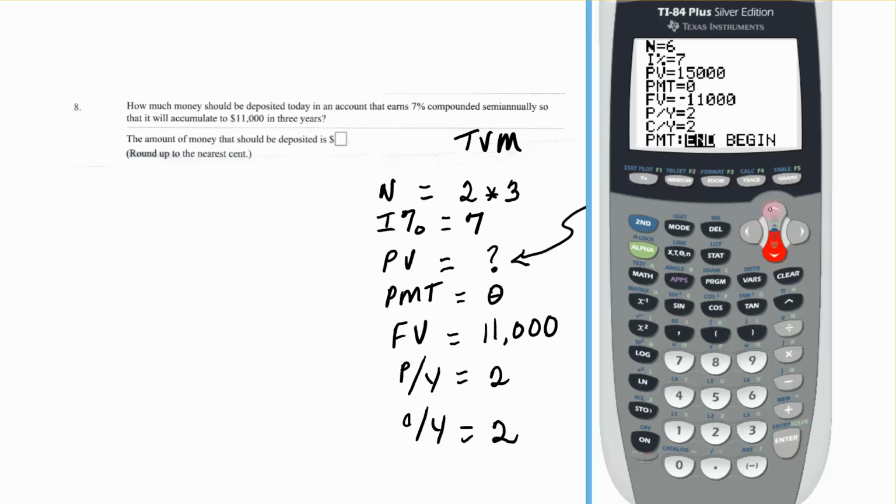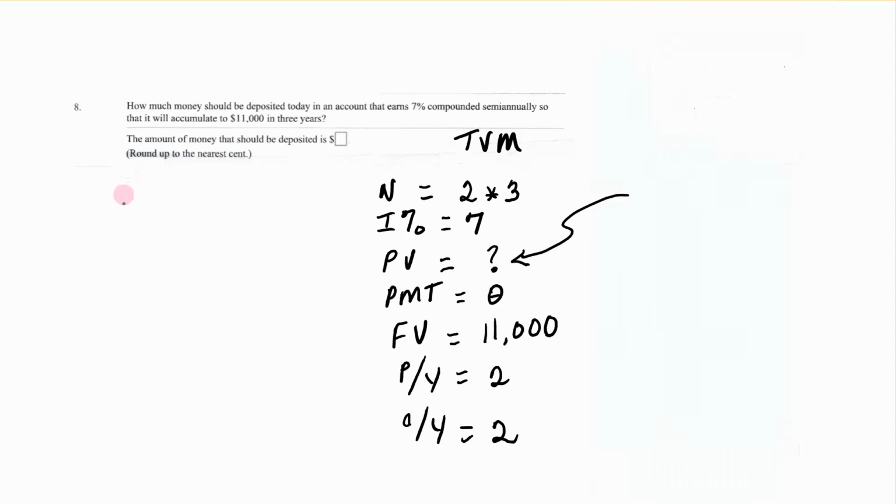So now let's go up to present value, do alpha, enter, and it says that we need to invest now. Our present value is $8,948.51 in order to have $11,000 at the end of our 3 years.